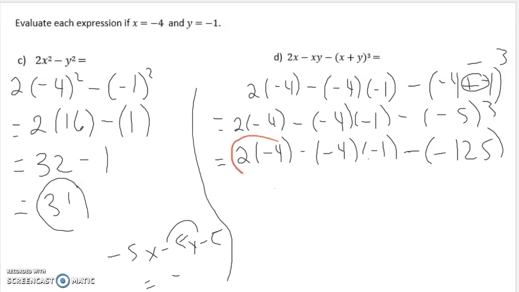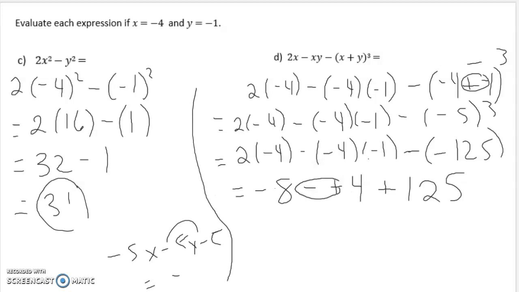So we have 2 times -4, which gives us -8, and then subtract, and then we have -4 times +1 gives us -4, and then it says negative and a negative make a positive, and then that's 125. All right, so now we have some back-to-back signs here. So a negative and a positive make a negative. So what this means is we have -8 subtract 4 plus 125.